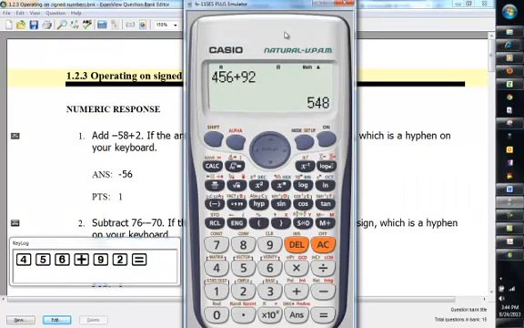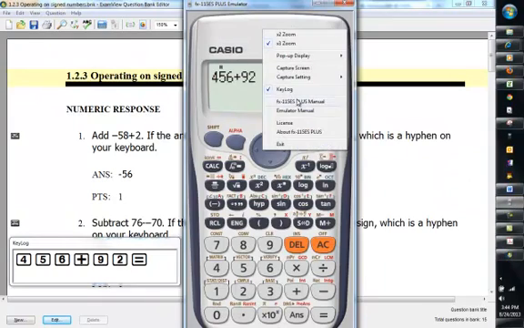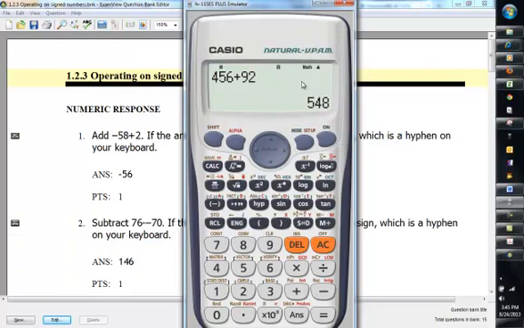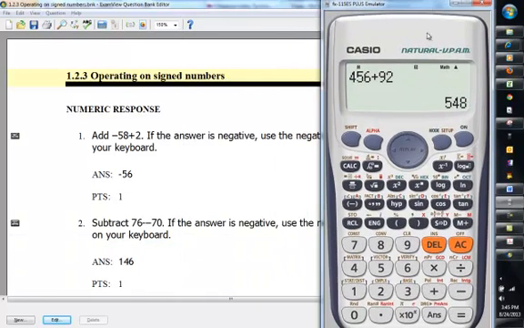It's easy to do it on the calculator. You would just say negative, which is the sign above the recall button, 58 plus 2. You're still going to be in the hole. You're going to be 56 in the hole.